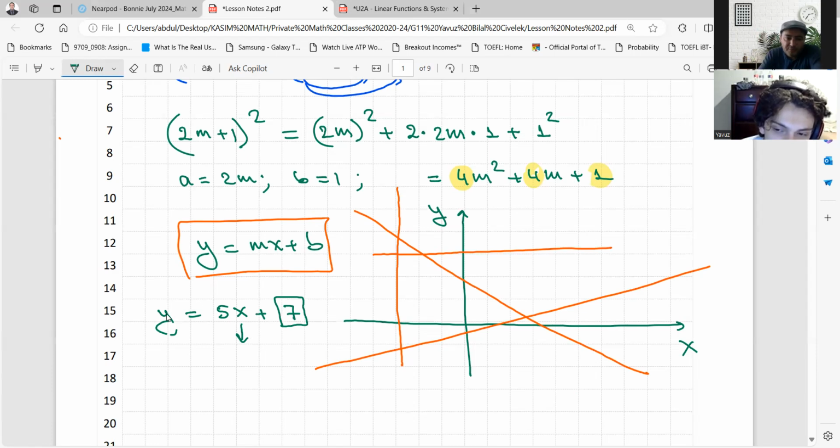Now the amount of money that I'm going to pay must be modeled by this equation. Y is equal to 5x plus 7. Just because you're calling the taxi, it comes to your house, they need to charge something, right? That's the initial amount. And after that, what is x? X is the number of kilometers. This 5 is a rate here. For each kilometer, you're going to pay $5.